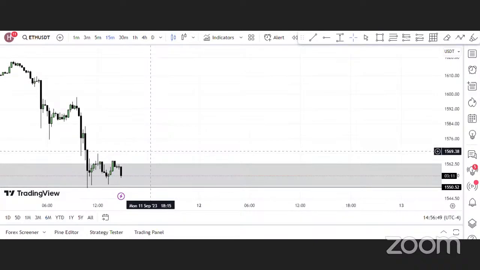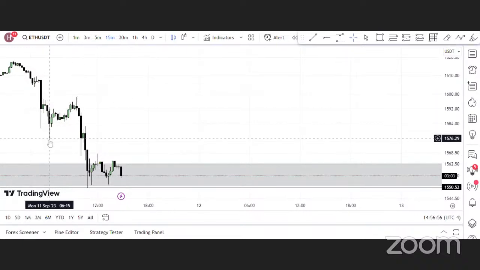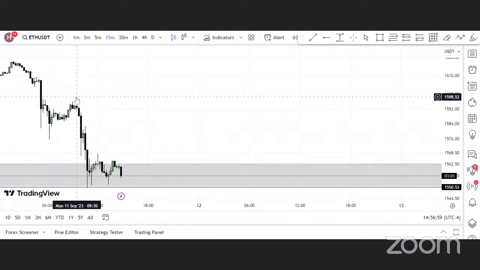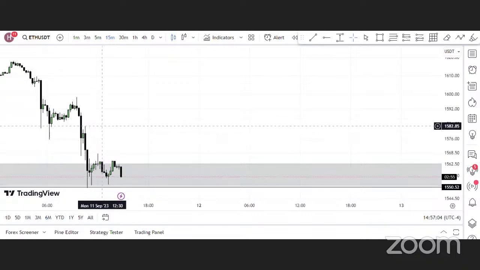If you don't understand what that means, it simply means that you look for the recent high. So we have this low, we have this high, we have this low, we have this high, and then we have this low. So I want to mark this out.